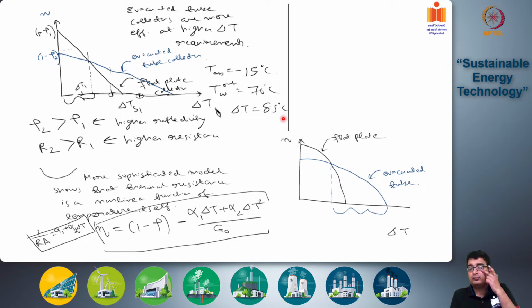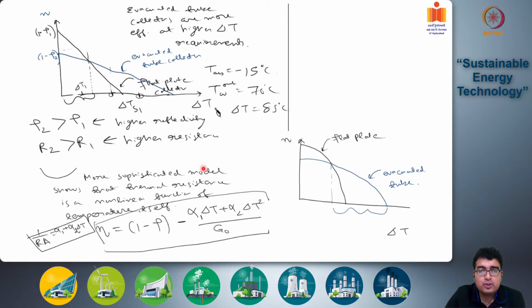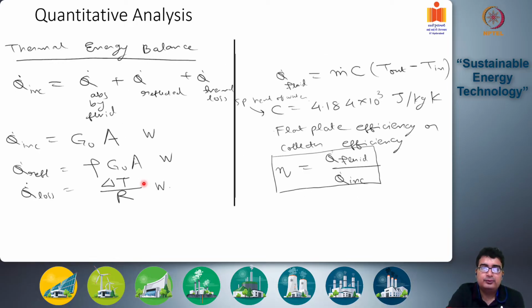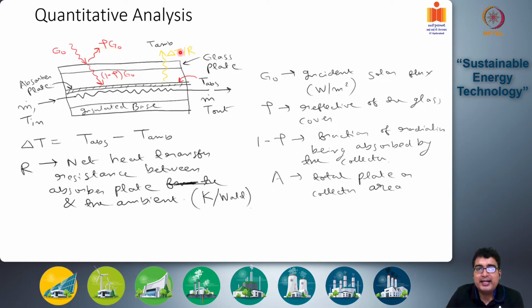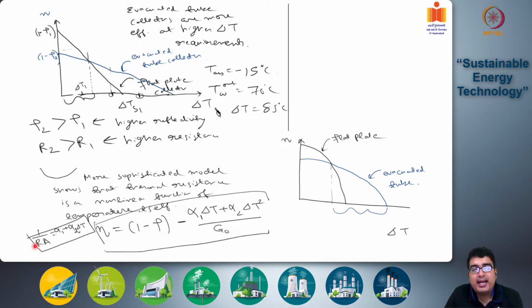Now here we have used a very simple expression where your thermal resistance is given by one parameter R, a constant. Usually, however, the resistivity depends on the temperature gradient itself. So for this temperature gradient delta T, the resistance R is not a constant but a function of this delta T. So we can often write 1 by RA, if you do a more detailed heat transfer analysis, as alpha 1 plus alpha 2 into delta T.